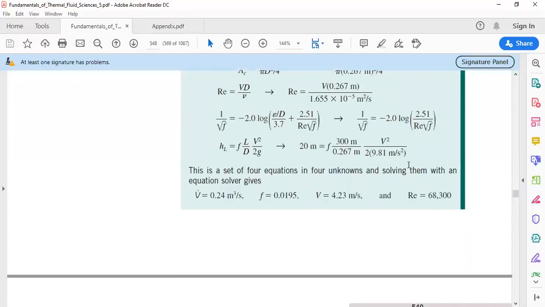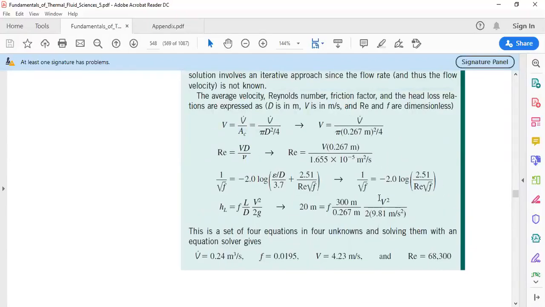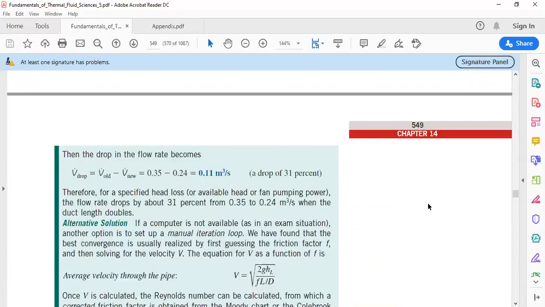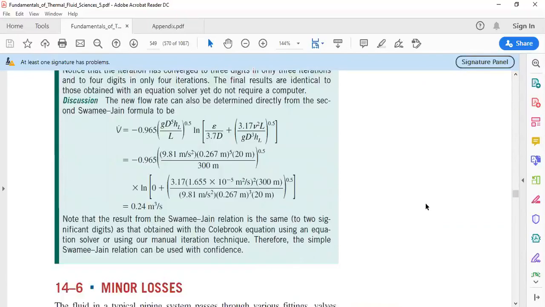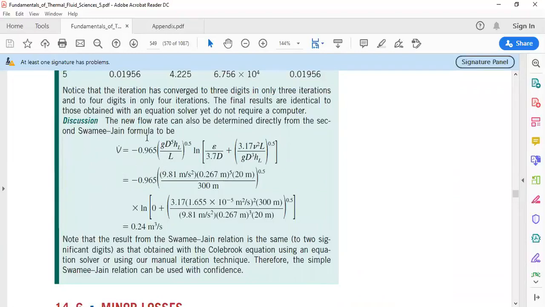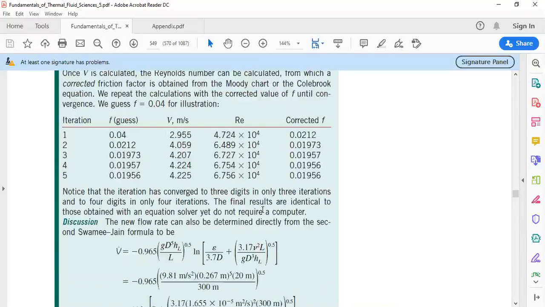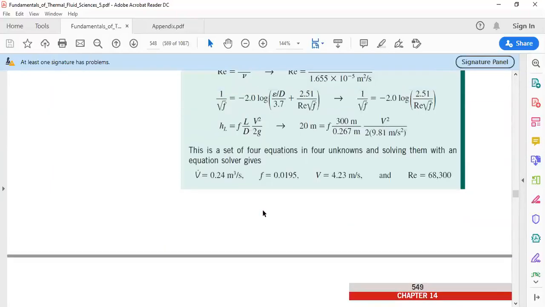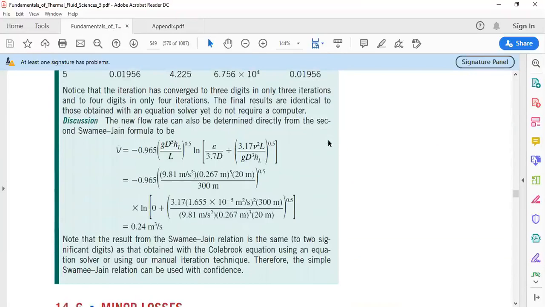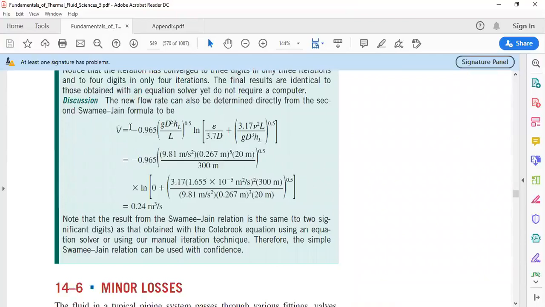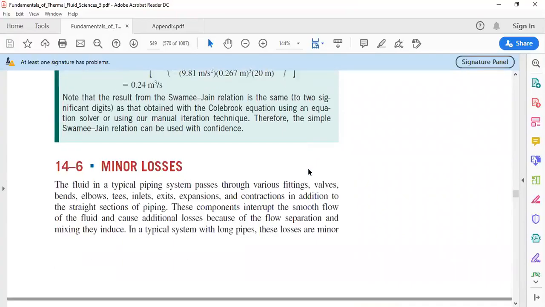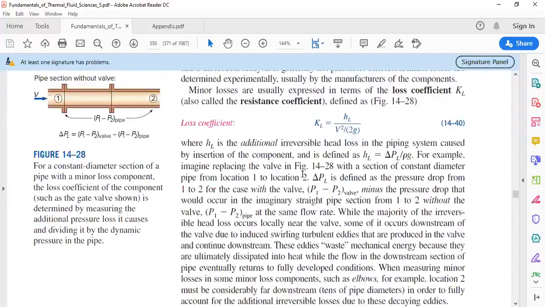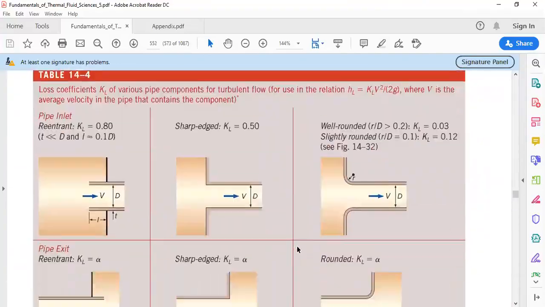The velocity is a function of the volume flow rate, same as the Reynolds number and the friction factor. So what we do is solve these sets of equations again and get the values, or simply we can use the Swamee-Jain formula to calculate the volume flow rate, and we find it equals 0.24 cubic meters per second, which is exactly the same as the one from solving these sets of equations. So for exam purposes, we always use the Swamee-Jain formulas. Now let's check other examples.